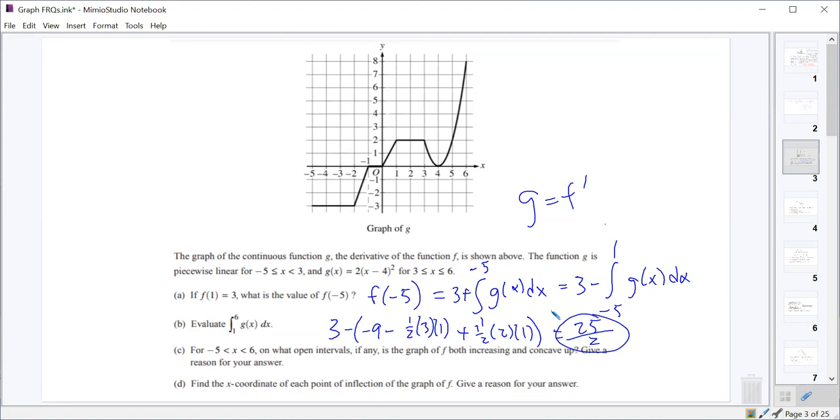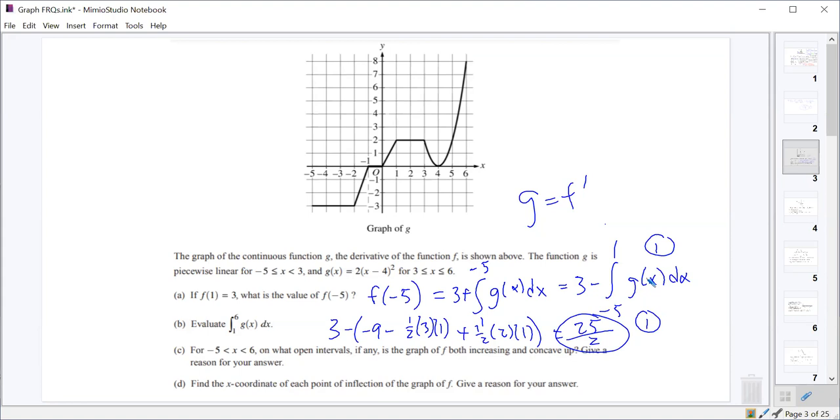Everybody good with that? Looks like that was worth 2 points. 1 point for the integral, 1 point for the answer. I'm not sure if it's finding the integral or the value of that integral. I think it's just having that integral. Any questions on part A? That's good. Zoom, you're good?